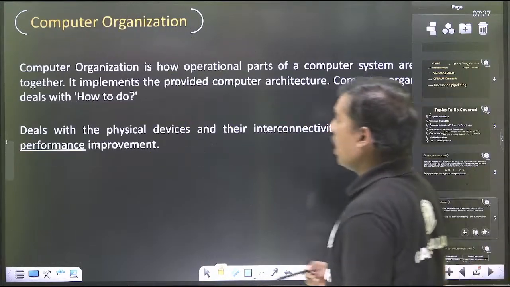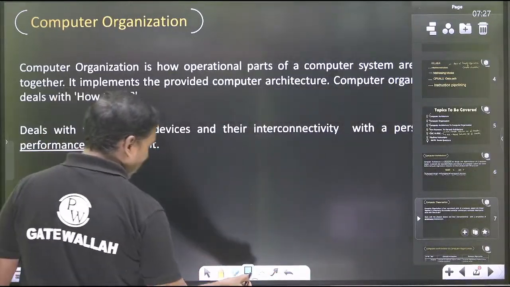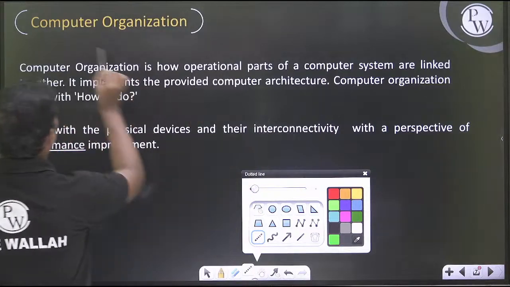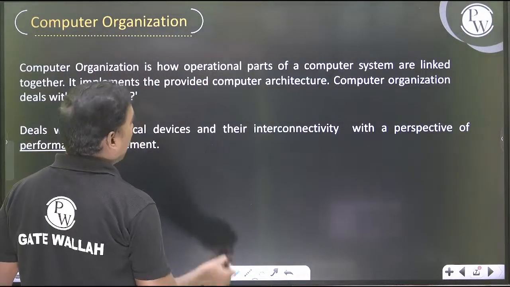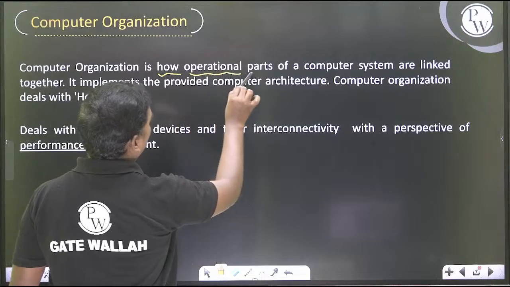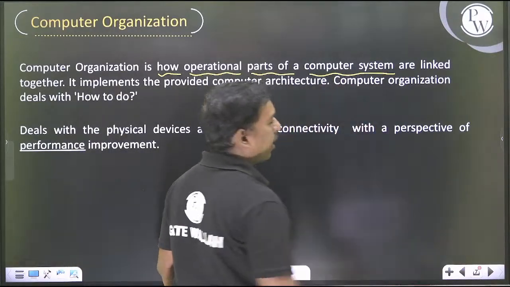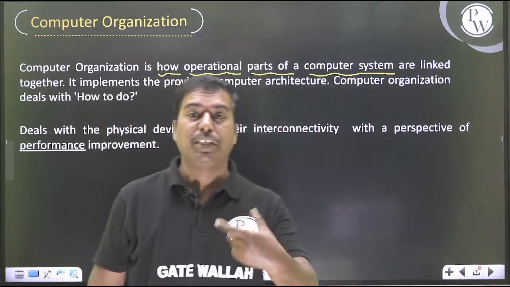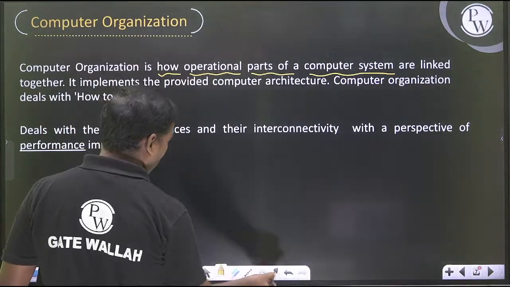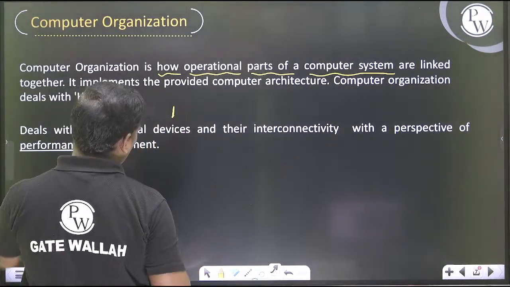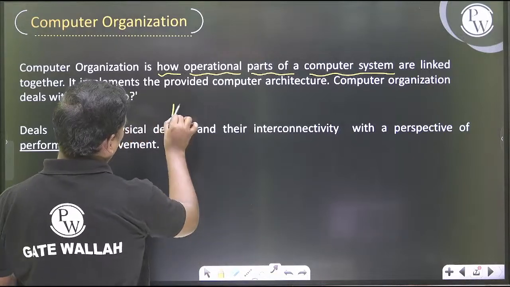Whereas the computer organization is how the operational parts of a computer system are linked together. It is all about the connectivity. So it is all about how to do. Okay, it is all about how to do the works.